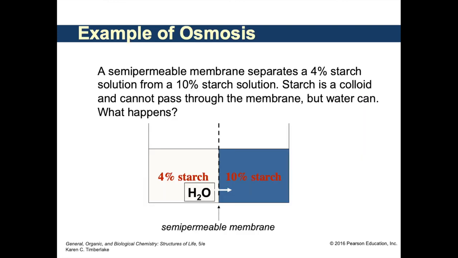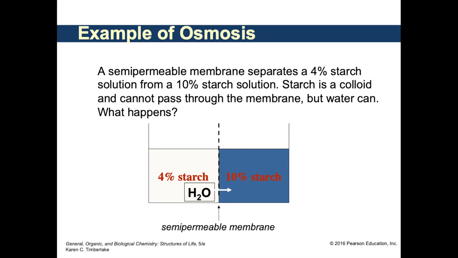Okay, so here's an example of that. We have a 4% starch solution on the left and a 10% starch solution on the right, and they're separated by a semi-permeable membrane. Starch is a colloid, so it won't pass through the membrane. Of course, water is a small enough molecule to pass through the membrane.